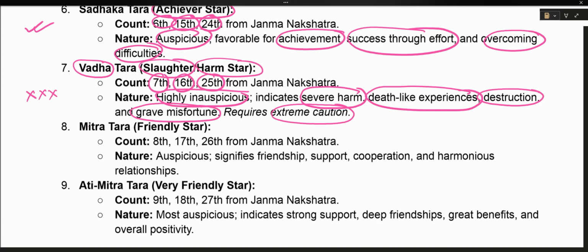Next we have the eighth one. Eighth one is the Mitra Tara. Mitra means it is the friendly star. What kind of friend? We have different kinds of friend. We have an Atimitra as well after this. So let me explain to you.